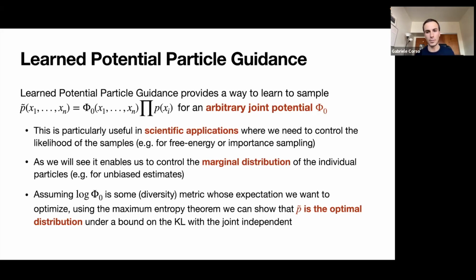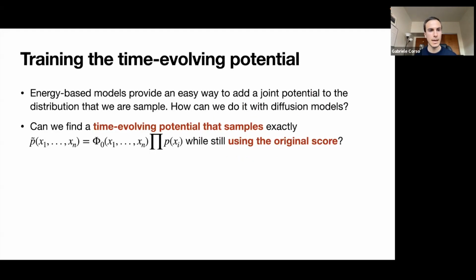A couple of notes: this is particularly useful in scientific applications, for example, where we want to do something like importance sampling, so when we need to control for the likelihood of the samples. As we will see, it also allows us to control the marginal distributions. And finally, using something called the maximum entropy theorem, we can show that if log phi 0 is some diversity metric, the distribution that we are going to be sampling is actually optimal in terms of maximizing that diversity metric under some bound on the KL to the joint independent distribution.